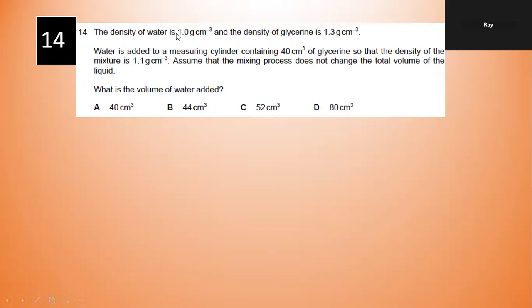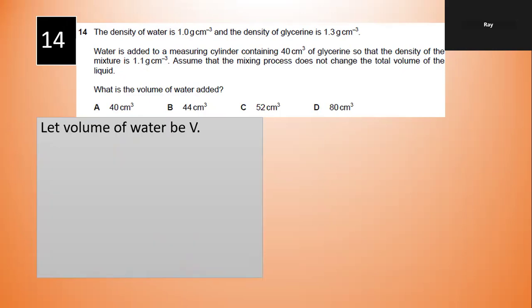Density of water is given. Density of glycerin is given. Water is added to a measuring cylinder containing 40 cm glycerin. So the density of the mixture is 1.1. Assume that the mixing process does not change the total volume of the liquid. What's the volume of water added? D. Yep, what's the answer? D.